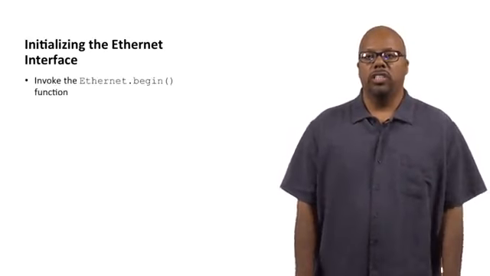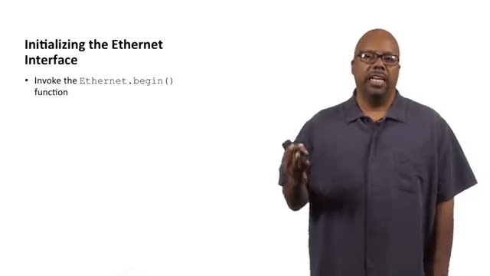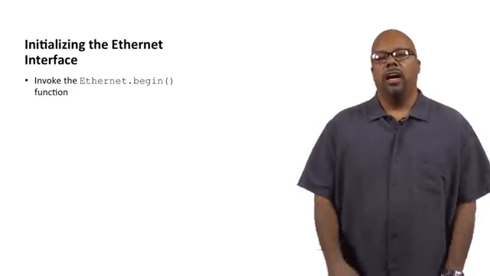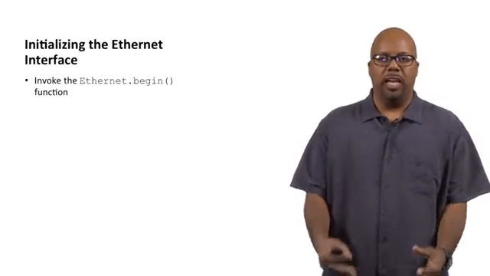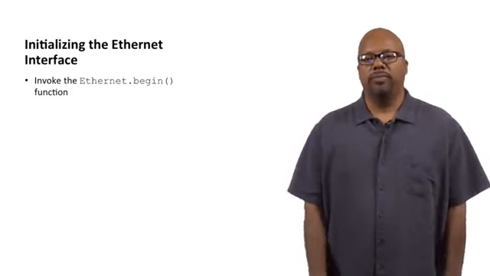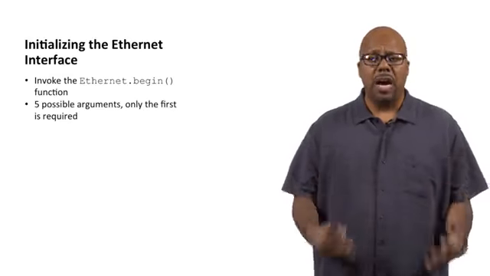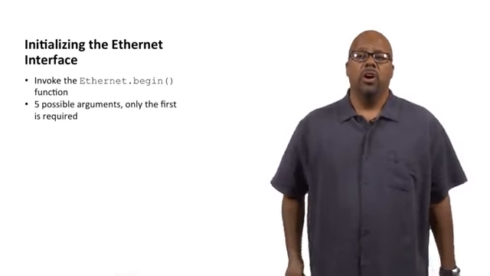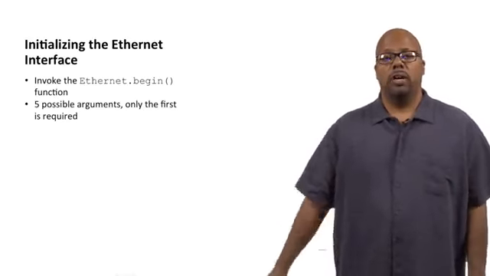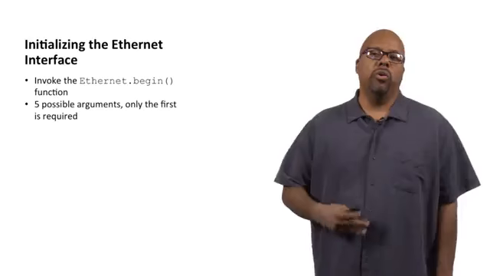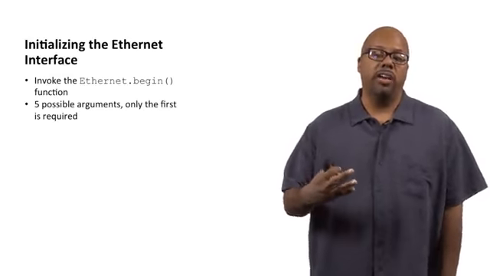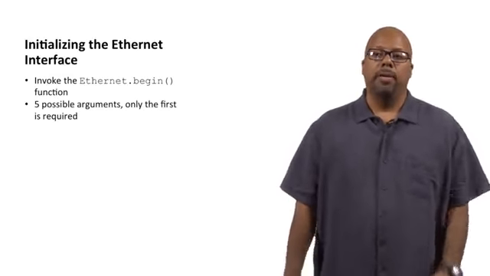Then there are several functions provided to initialize the Ethernet interface, right? To initialize the shield. So these are the first things you're going to call when you want to use the shield. So Ethernet.begin, that's really the function, which is a common name for the first function in any library. You call that function. Now there are 5 possible arguments for Ethernet.begin. Only the first one is required, and the rest are optional. We'll go through all of them, and we won't actually use all of them. The first one we have to give, the rest we probably won't. But let's go through all of them.